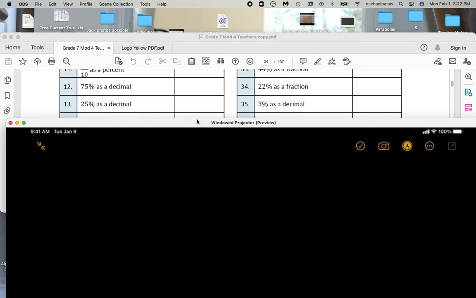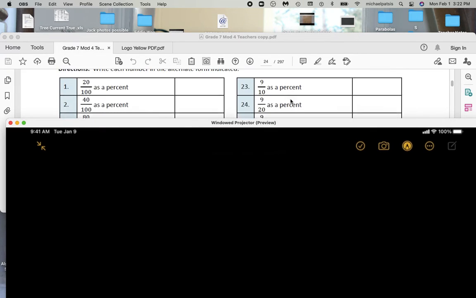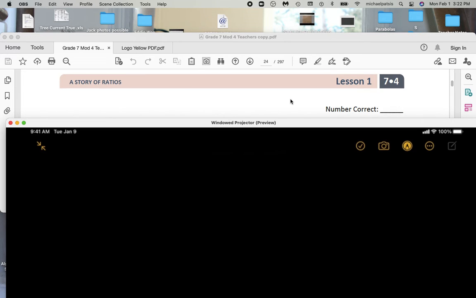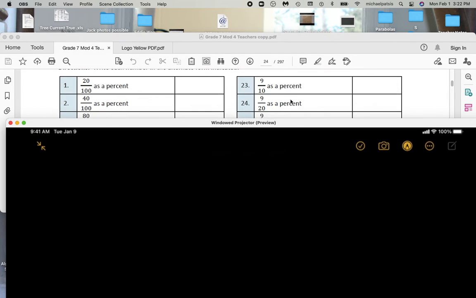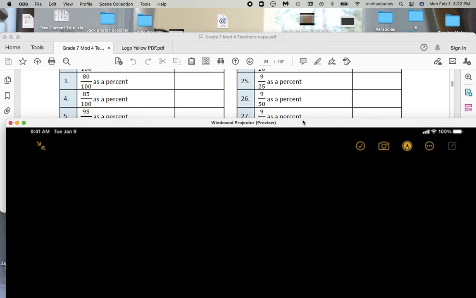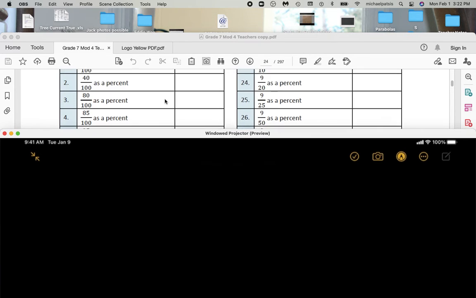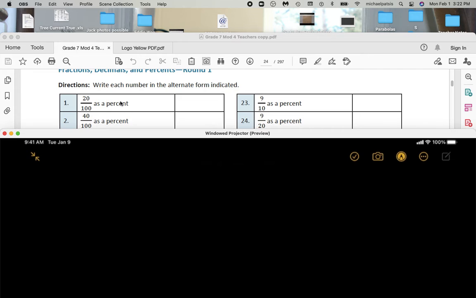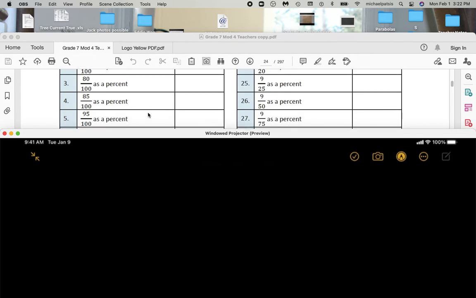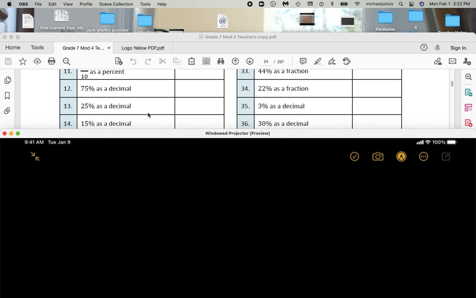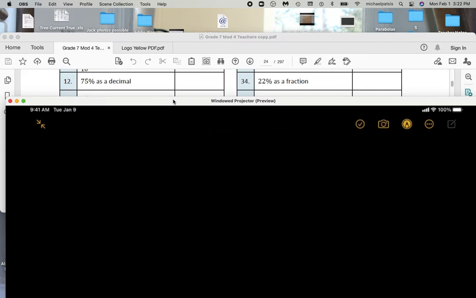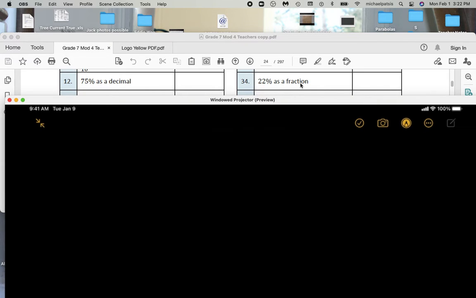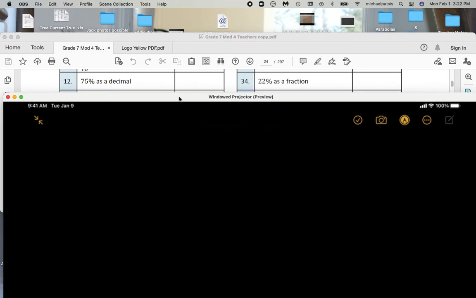Okay, continuing on with the so-called sprint after lesson one. This is grade 7, module 4, lesson 1. In the first part of this video series, we looked at these problems up here where you have a fraction and they want to know what the percent is. Now let's move a little bit further down and let's talk about moving from a percent to a decimal or from a percent to a fraction.